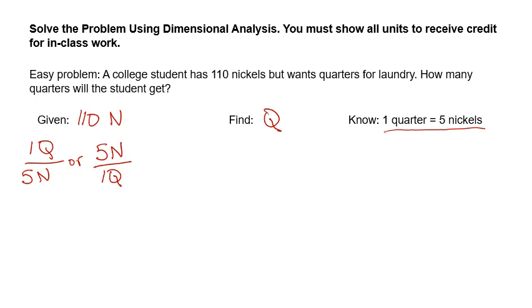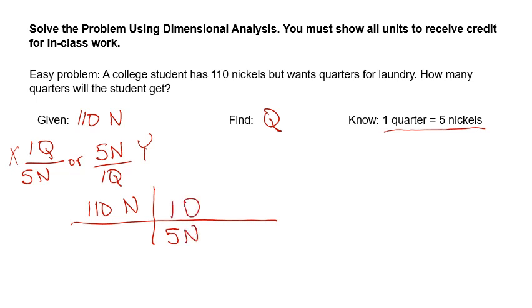So we're going to solve our problem starting with 110 nickels. And we want to multiply this by either the conversion factor with the x by it or the conversion factor with the y by it. So we want to cancel out. We're going to use railroad tracks to represent that we're multiplying things, actually because it's easier to draw. We're going to say 5 nickels and 1 quarter.